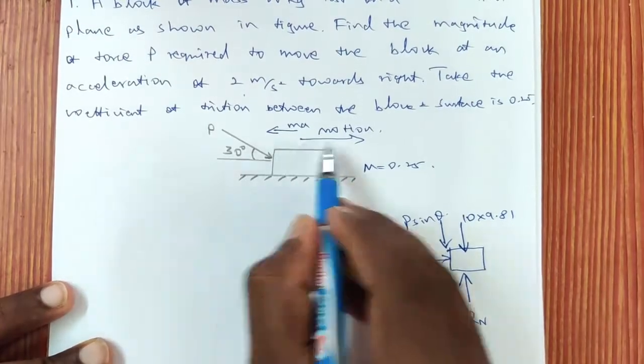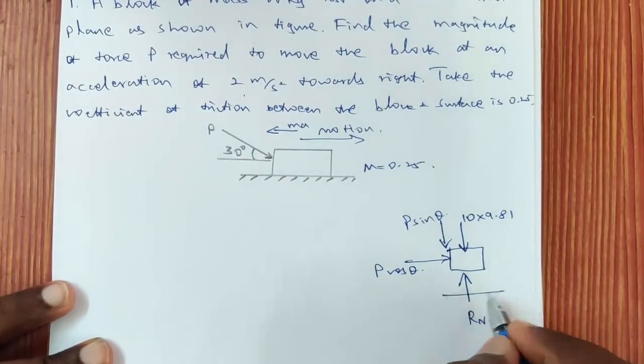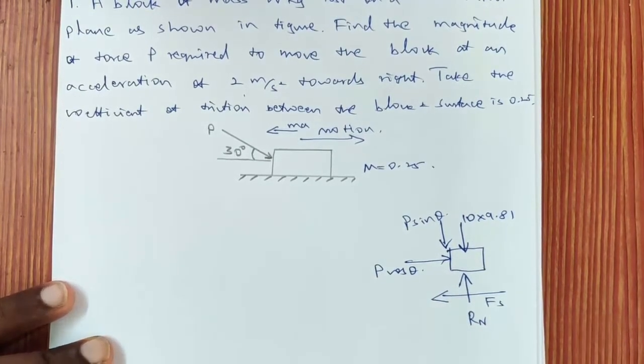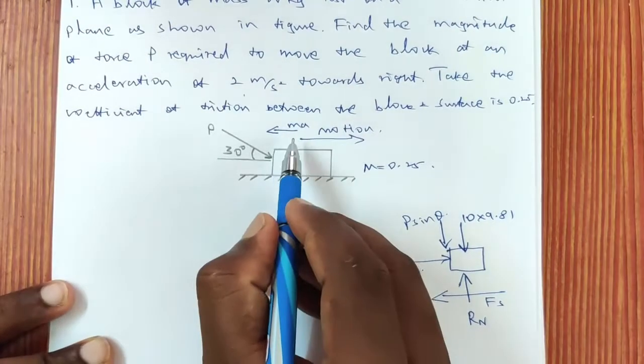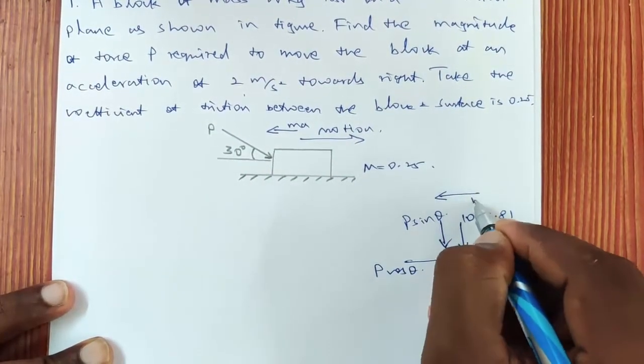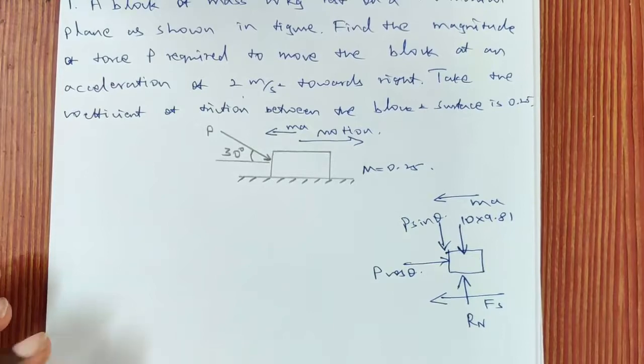Since the body is moving to the right side direction, the frictional force Fs will be acting towards left side direction. Now the important point is we have to consider the inertial force ma that is acting towards left side direction, ma.